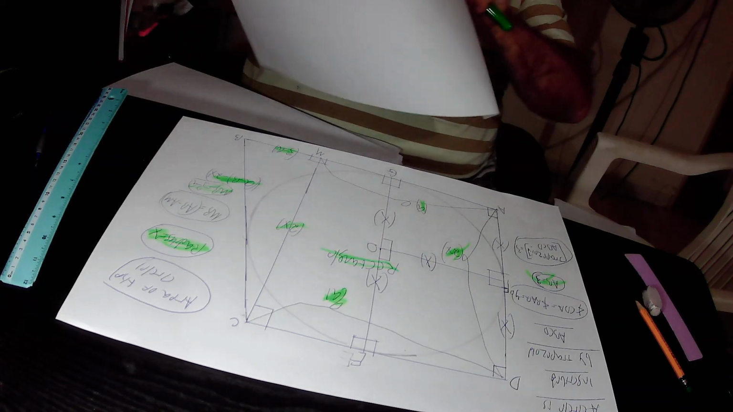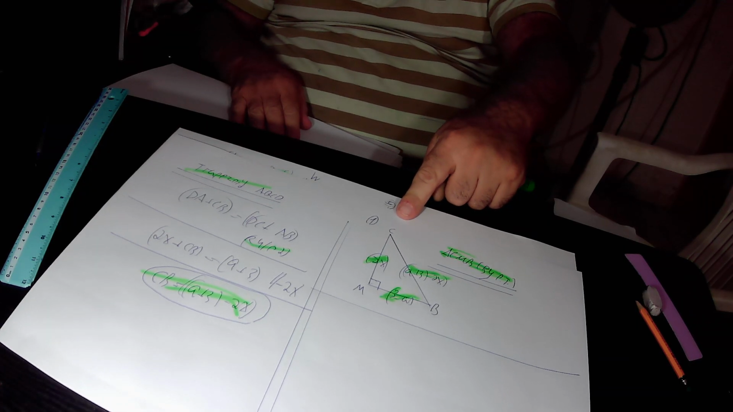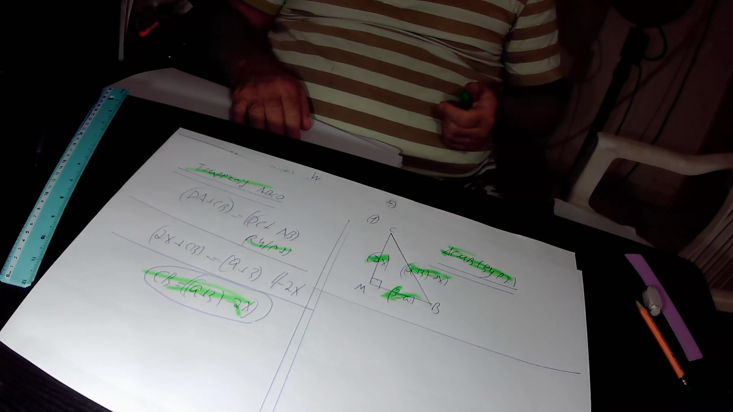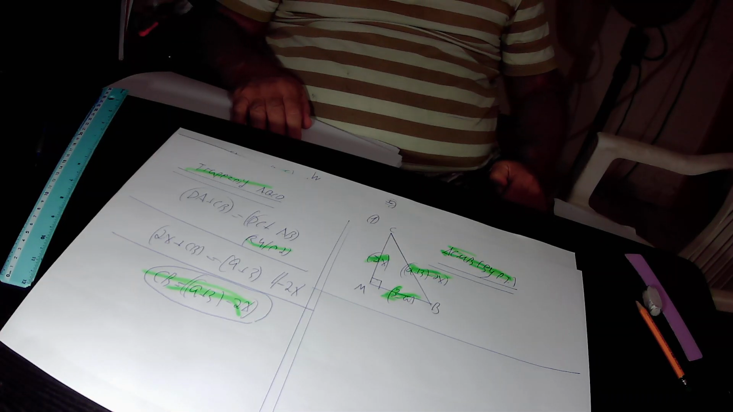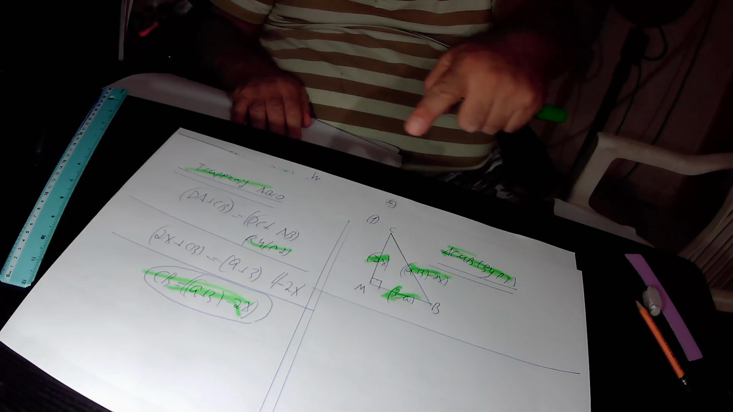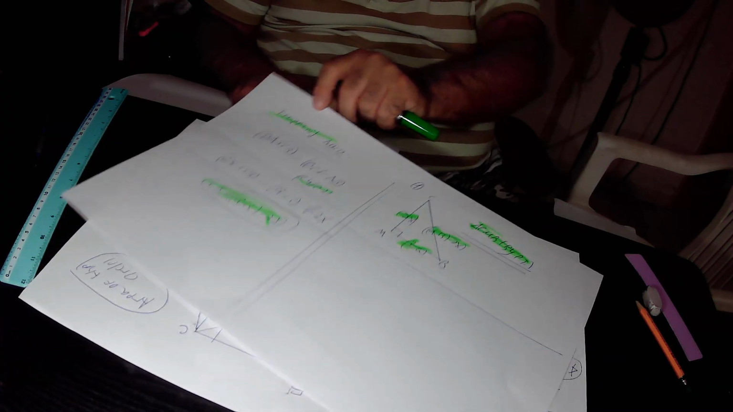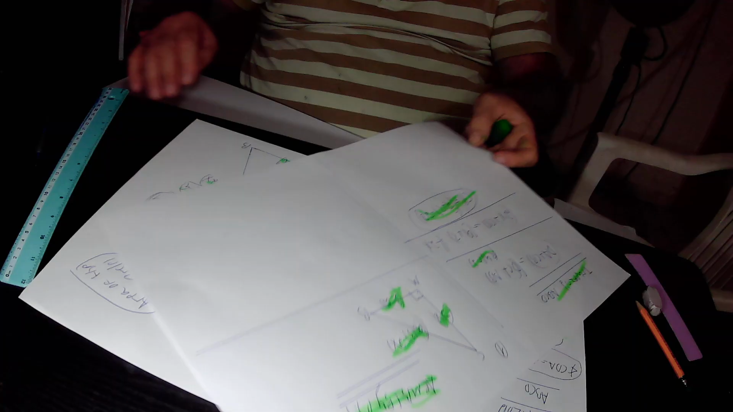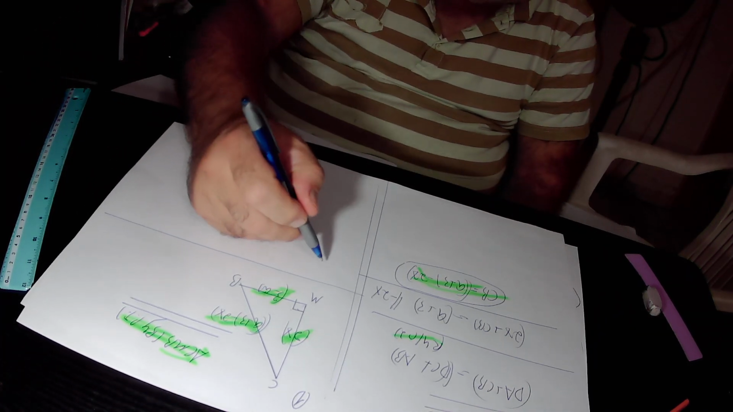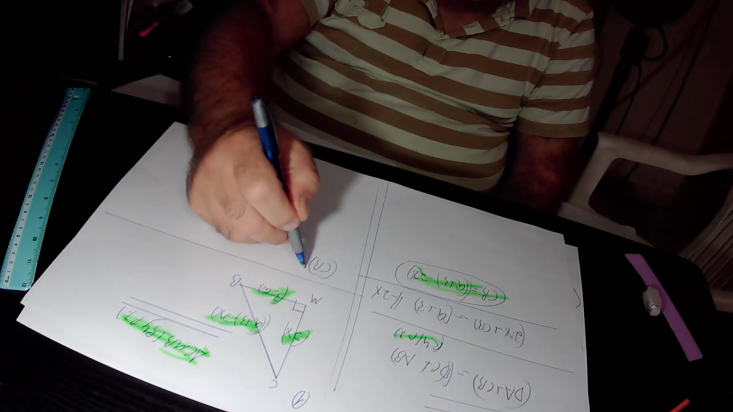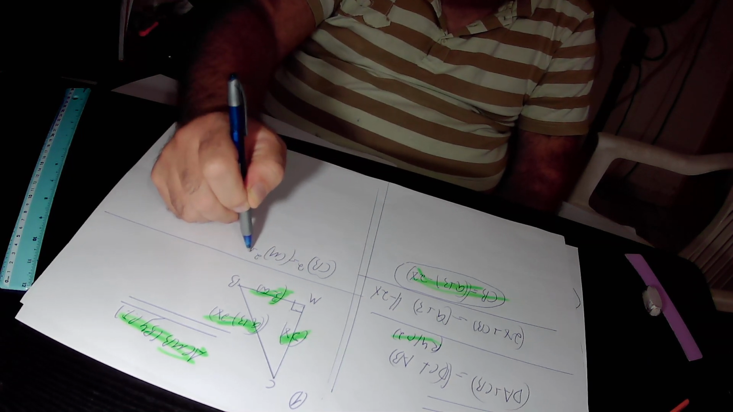So actually, this is the right triangle CMB that I copied from the original drawing. In this right triangle CMB, CB squared, that is the square of the hypotenuse, must be equal to CM squared plus MB squared according to the Pythagoras theorem. So write it down. CB squared, that is the square of the hypotenuse, must be equal to CM squared plus MB squared.